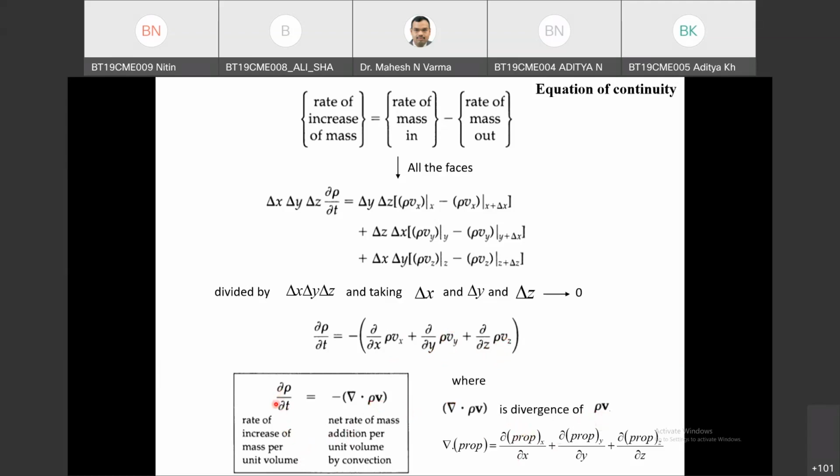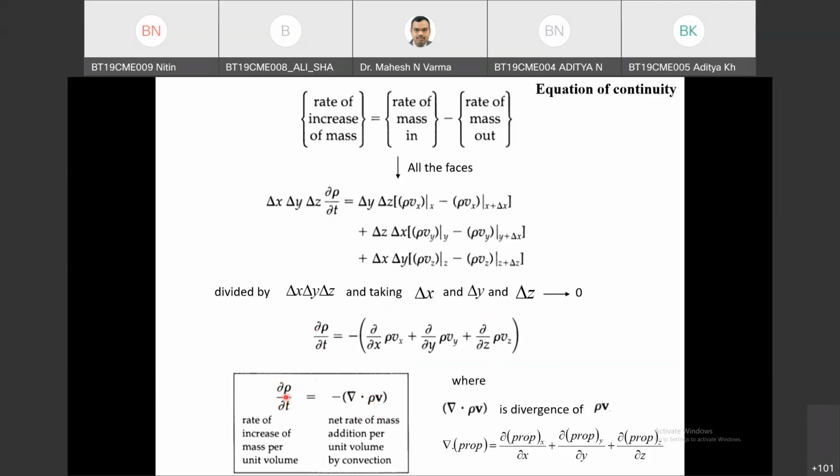So dou by dou t of density will be equal to minus divergence of rho into V. It is obvious that this equation is very easy to remember. If you remember this equation and how del dot rho V is operated, you can get back this equation very easily. This is the mathematics we will use in transport phenomena, so that the equation is easier to remember, easier to operate, easier to handle.